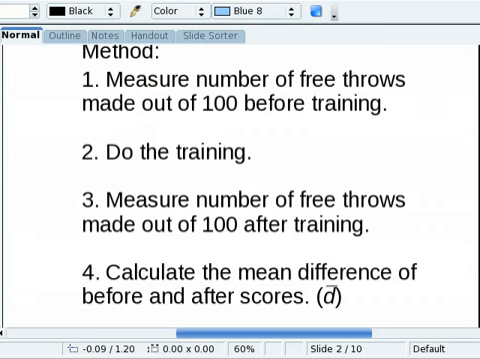Here's our method. We're going to take the people, we're going to measure how many free throws they make out of 100 before we train them. Then we're going to give them the visualization training and measure how many they make afterwards. For each person, we're going to subtract the after score minus the before score to figure out what the improvement is, and then get the mean for all of those differences for all of our participants.